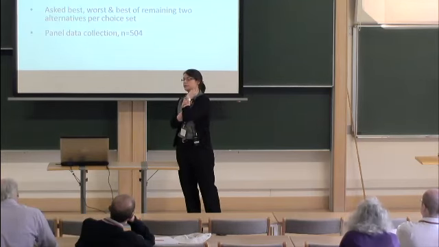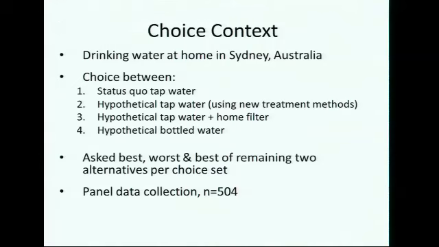Okay, so our choice context was drinking water in the home in Sydney, Australia, and we presented respondents with a choice between 4 alternatives in each choice set. We described to them the current status quo alternative, which is their current tap water that comes into their home, and we know the attributes and levels on that, and that stayed constant in every choice set. So they could always choose to stick with their current tap water. And then we presented them with 3 hypothetical alternatives that we generated throughout using our experimental design.